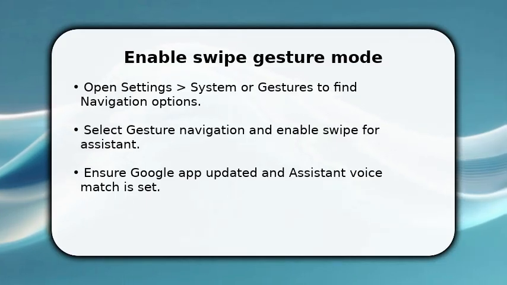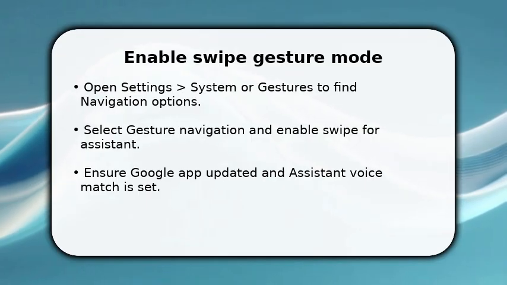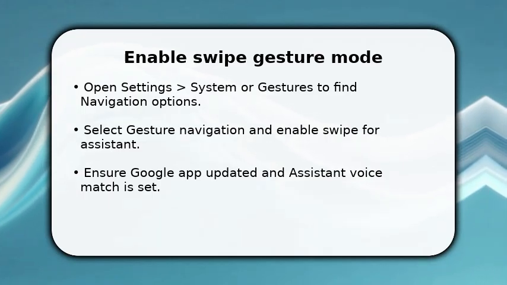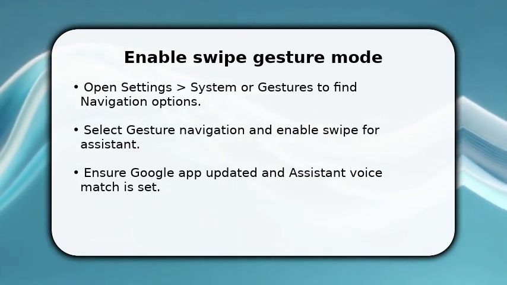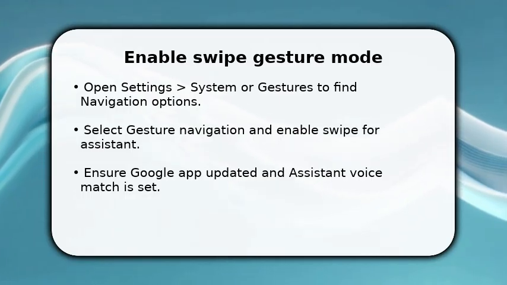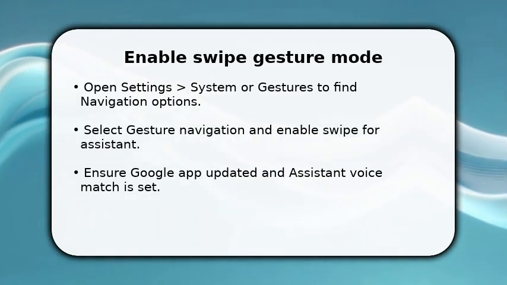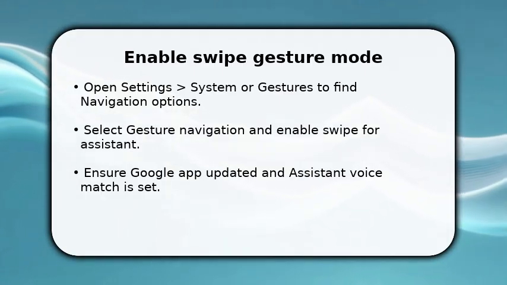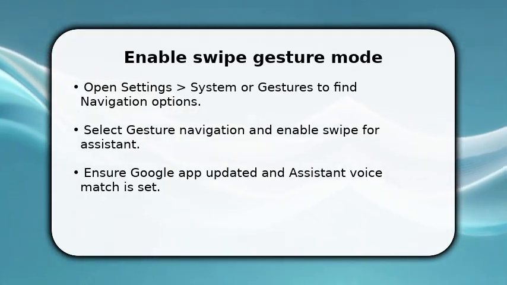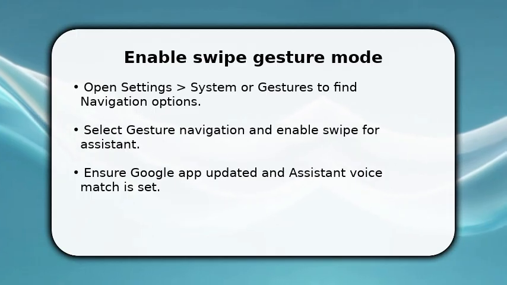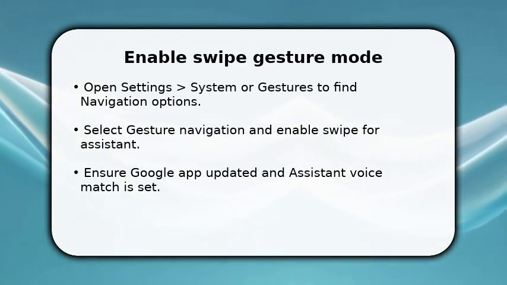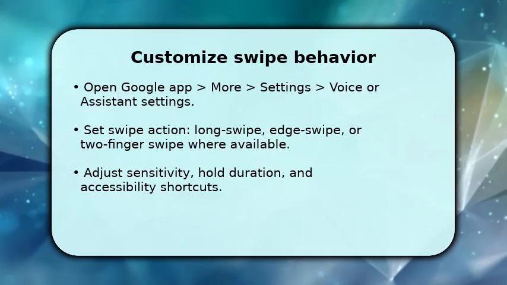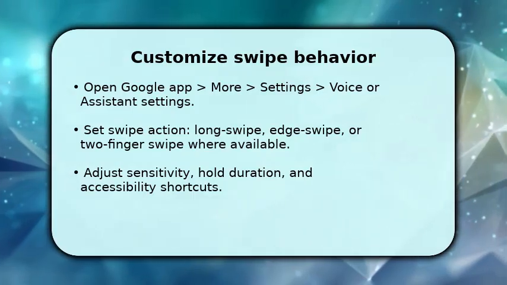You'll start by turning on gesture navigation so swipes trigger actions. Open Settings, go to System or Gestures, then choose Gesture Navigation and enable the swipe handle for Assistant. Make sure the Google app is updated. Outdated versions block features. Once done, confirm Assistant permissions for microphone and accessibility so the gesture can invoke the service reliably. These steps let your device map an edge swipe to Google Assistant, which is faster than tapping buttons and reduces screen clutter.